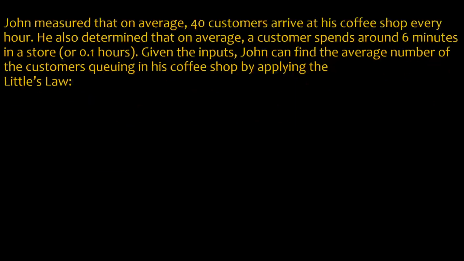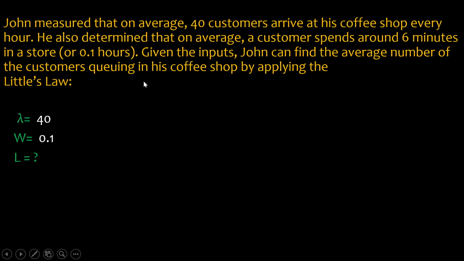Now let us see a numerical based on Little's law. Let us consider John having a small coffee shop. He wants to know the average number of customers queuing in his coffee shop to decide whether he needs to add more space to accommodate more clients. Currently, his queuing area can accommodate no more than 8 customers. John measured that on average 40 customers arrive at his coffee shop every hour. He also determined that on average, a customer spends around 6 minutes in the store, that is 0.1 hour. Given the inputs, John can find the average number of customers queuing in his coffee shop by applying Little's law.